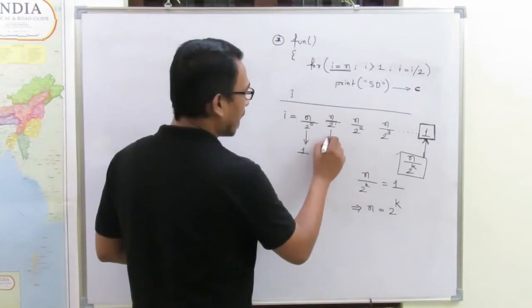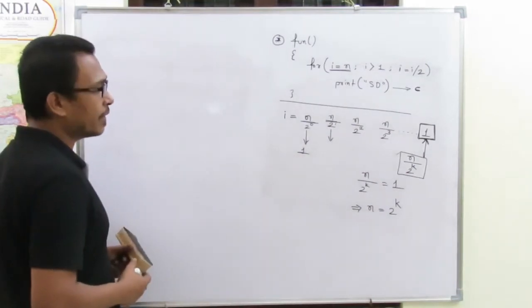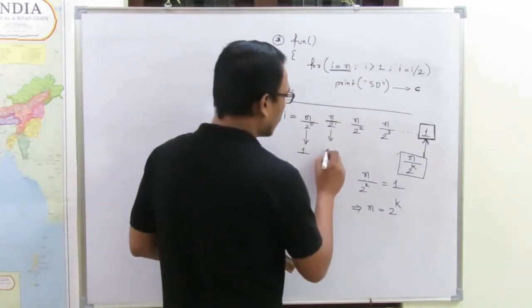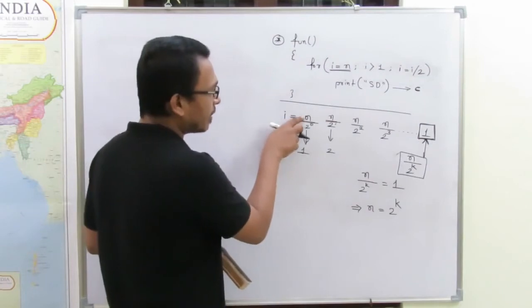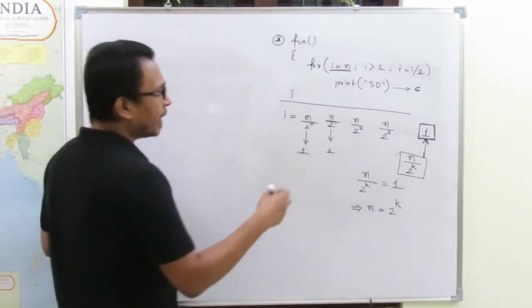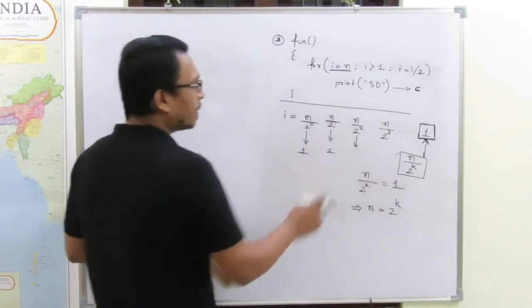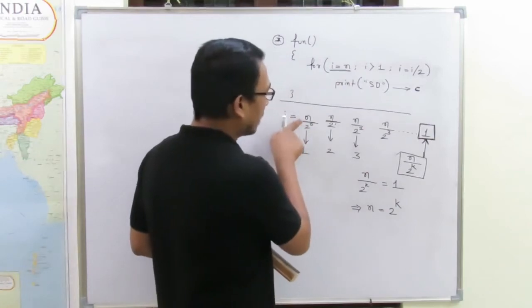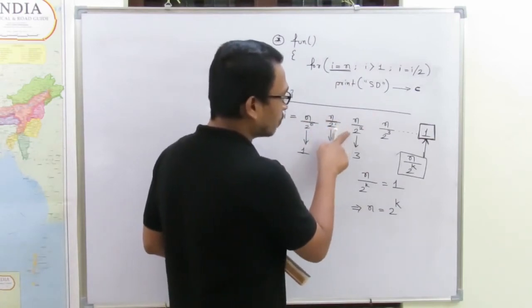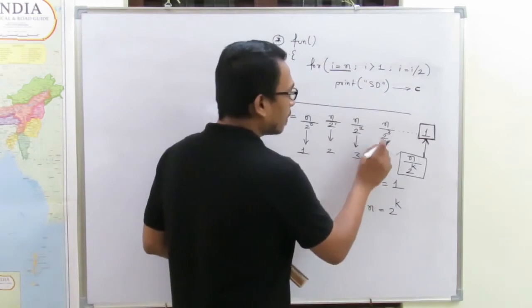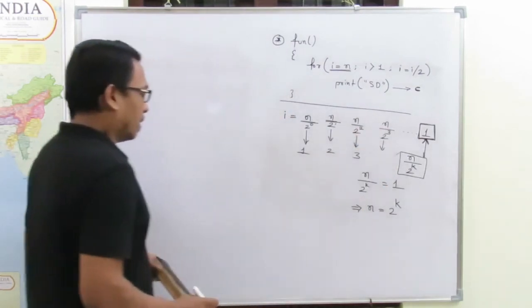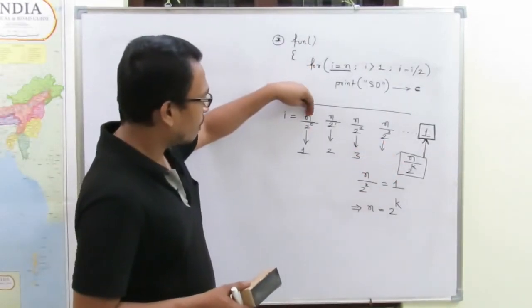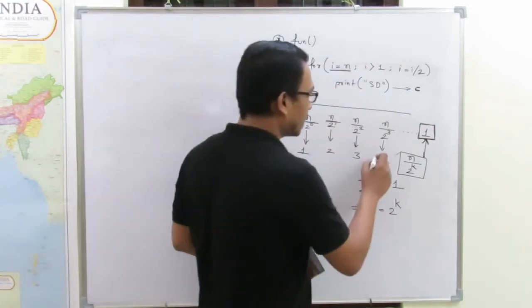When we have n by 2 to the power 1, how many iterations do we cover? We cover 2 iterations, one for n and the other for n by 2 to the power 1. Next, when the denominator is 2 to the power 2, we cover 3 iterations: n by 1, n by 2, n by 2 to the power 2. Now when the denominator is 2 to the power 3, how many iterations do we cover? 1, 2, 3, 4. Total 4 iterations.